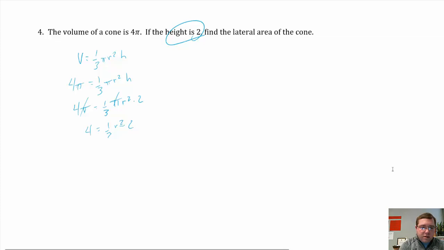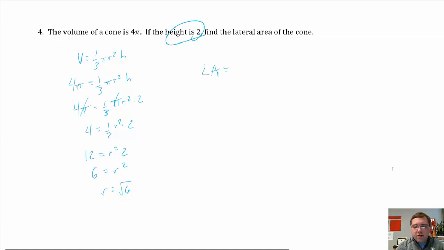We can, hold on a sec. We can multiply both sides by 3 to get rid of the 1/3. So 12 equals r squared times 2. We're solving for r, so let's get rid of the 2 by dividing it over. 6 equals r squared. So r is the square root of 6. Okay.